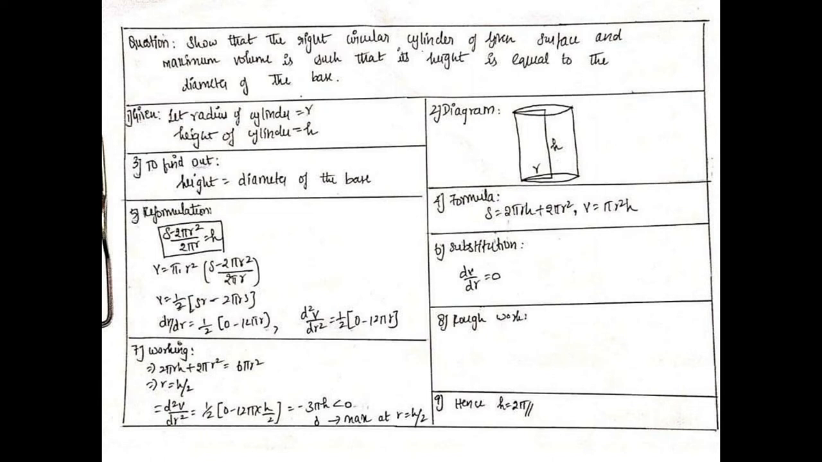Substitute dV/dr = 0. Working: 2πrh + 2πr² = 6πr², so r = h/2. d²V/dr² = ½(0 − 12π × h/2), which is equal to −3πh, which is less than 0. So V is maximum at r = h/2. Hence, h = 2r.